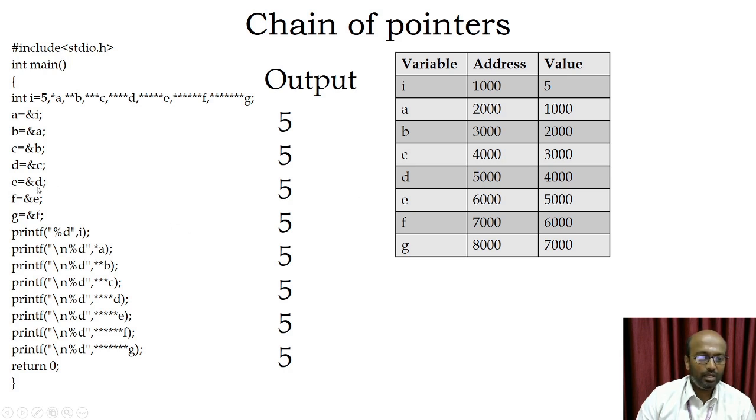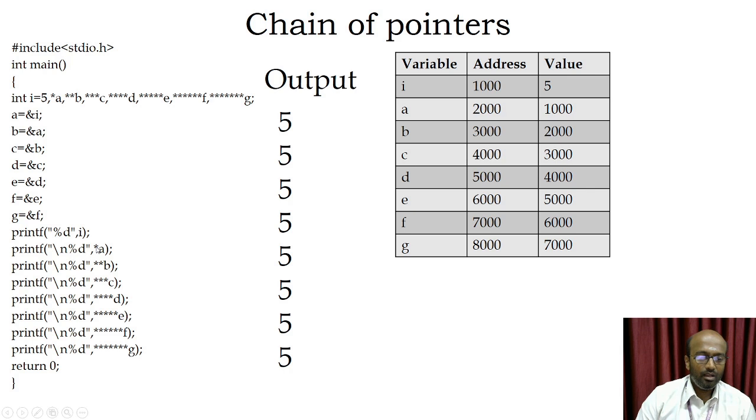E is equal to ampersand D. So the address of D, which is 5000, is assigned as the value to E, and E is at the location 6000. Then the address of E, 6000, is assigned as the value to F and the memory location of F is 7000. And G is equal to ampersand F. The address of F, which is 7000, is assigned to G as the value and G is at the memory location 8000. Here, while we print the value of I, the value 5 will be printed.